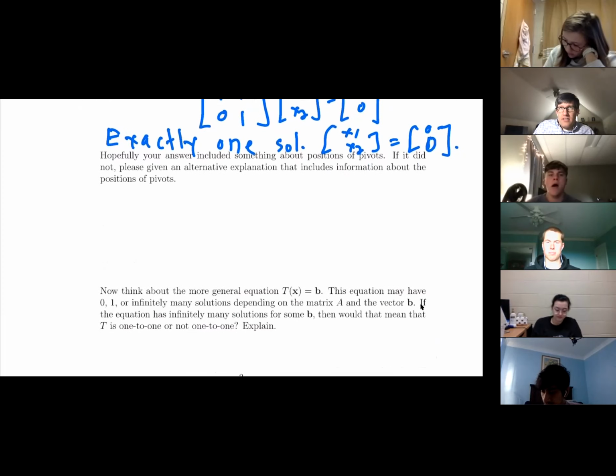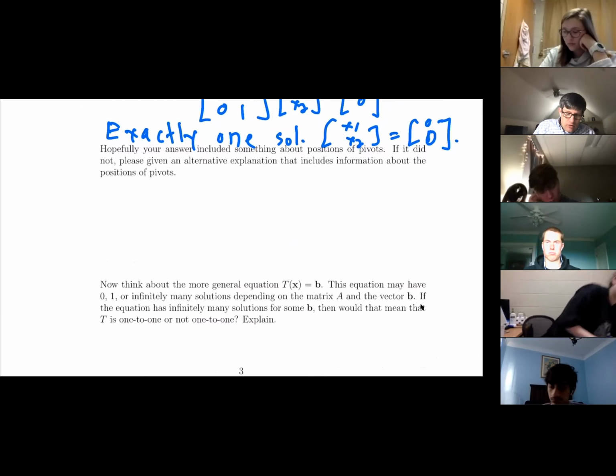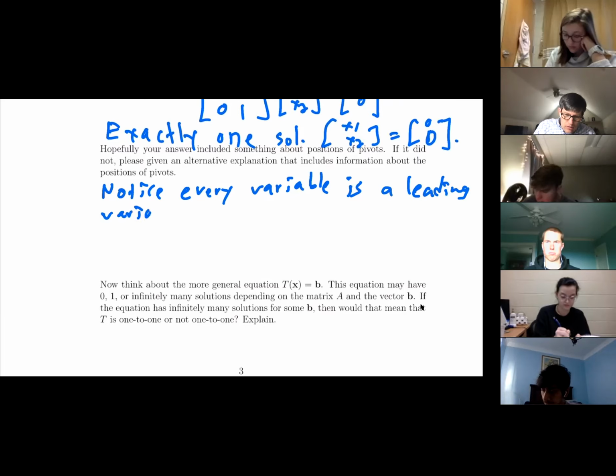The next one sort of asked me to maybe rewrite this differently. Hopefully my answer included something about positions of pivots. So maybe we should give an alternate explanation that includes information about the position of pivots. So let me write this. Notice, every variable is a leading variable. So there is no free parameter.